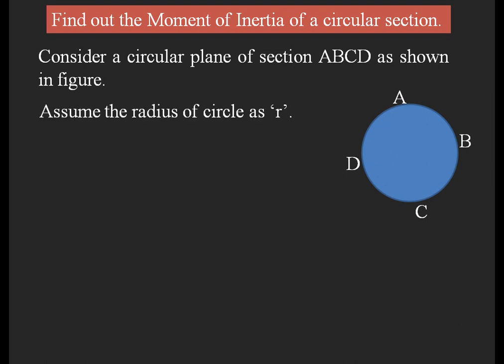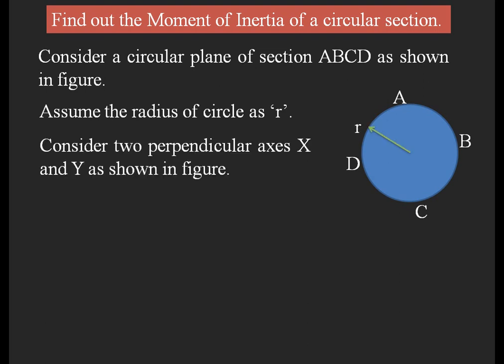Okay, so next we need to assume the radius as r. So the radius of the circle as r we are assuming from the center, and similarly we need to consider the two reference axes x and y like this. Okay, so these are the two reference axes we need to assume for finding the moment of inertia, and r is the radius of the circle.